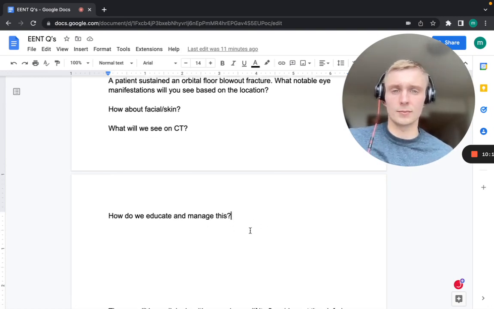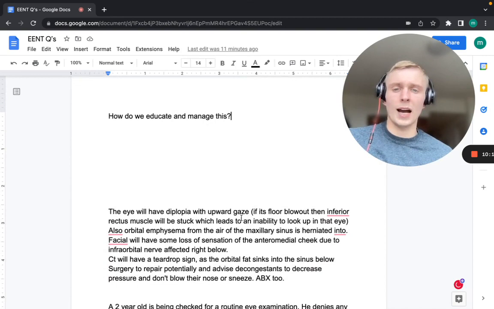So the eye will have diplopia with an upward gaze. So if it's a floor blowout fracture, then the inferior rectus muscle will be stuck under the eye, which leads to an inability to look up with that eye. So you think the inferior rectus muscle, that typically helps you look down, but if it's stuck between the bone and the eye, the orbit itself, then it's going to be paralyzed basically.